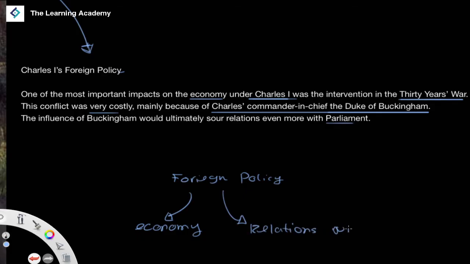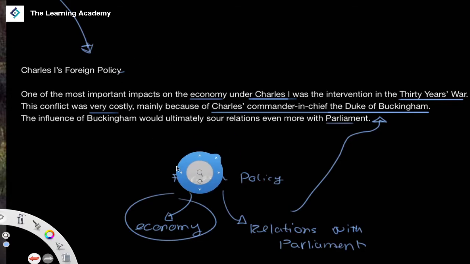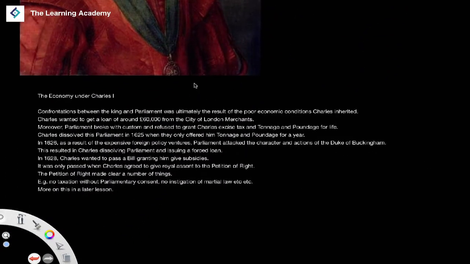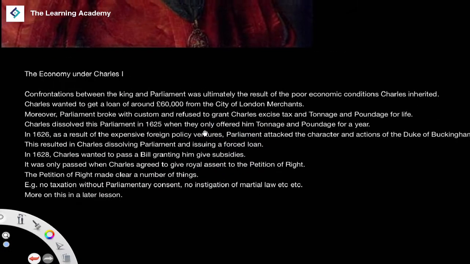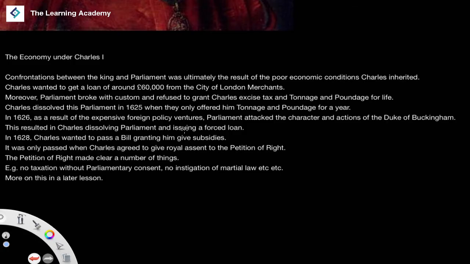The most notable reason for this is obviously as a result of the commander-in-chief, the Duke of Buckingham, and obviously we know why a costly foreign war would have an impact on the economy. So what do we see when we are looking at the economic policies that Charles decided to introduce? Well, confrontations between the king and Parliament were ultimately the result of poor economic conditions that Charles inherited. So the fact that the economy was poor was not necessarily Charles's fault, at least when he inherited the throne, because he had gone into a situation where he had inherited quite a poor economic situation.